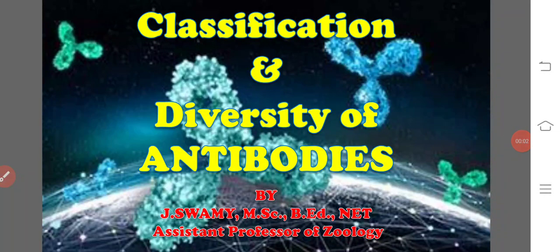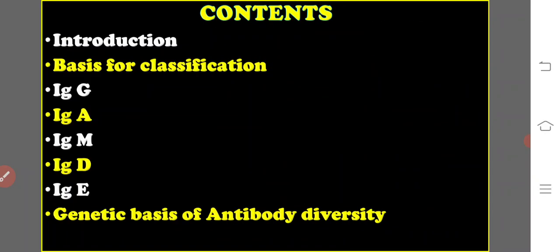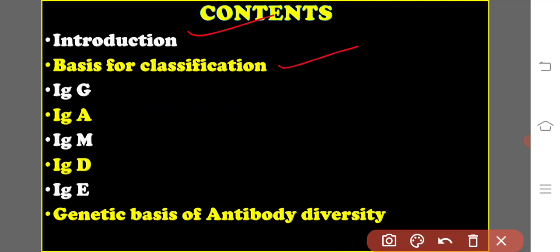Hi viewers, in this class we are going to discuss the classification of antibodies and the diversity of antibodies, otherwise types of immunoglobulins and the genetic basis of the diversity of the immunoglobulins. Under this topic we are going to discuss an introduction to the topic, what is the basis for the classification of antibodies, different kinds of antibodies like IgG, IgA, IgM, IgD and IgE, and finally the genetic basis of antibody diversity.